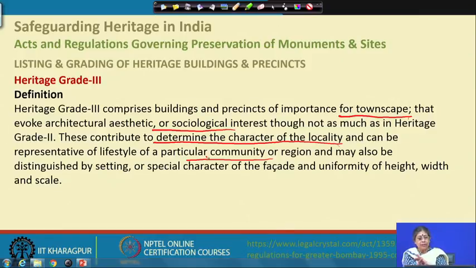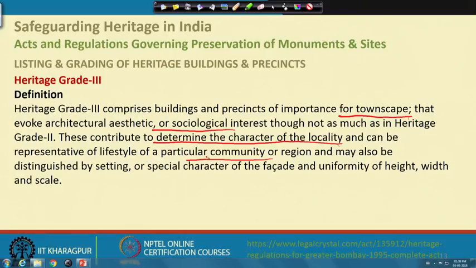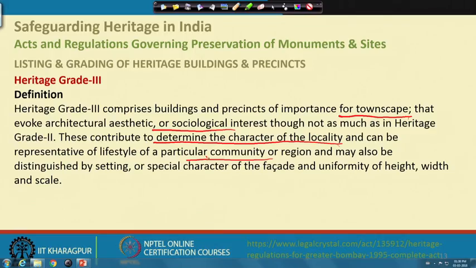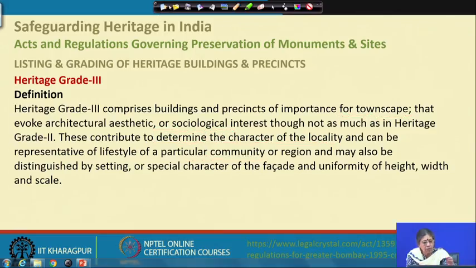So, grade 3 generally applies when there is a group value or townscape value. The reason may be different: it may be color, it may be townscape, the skyline, it may be craftsmanship, it may be even the lifestyle of a community. So, these come under grade 3, and Bombay actually has 2 subdivisions of grades also, but generally this is what is happening.